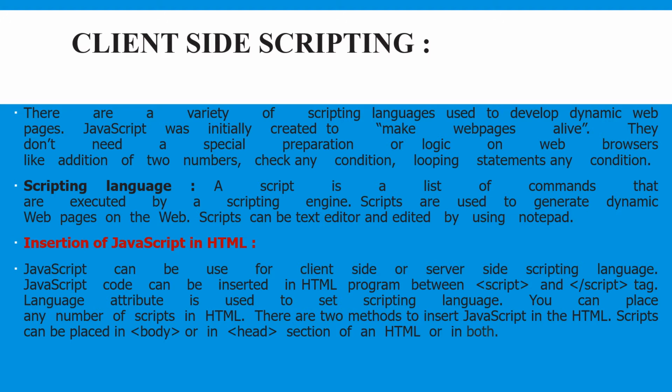The language attribute is used to set the scripting language. You can place any number of scripts in HTML. There are two methods to insert JavaScript in HTML, and scripts can be placed in the body or in the head section of an HTML document, or in both. So here in the head tag you can use script language is equal to JavaScript, or in the body tag you can use script language is equal to JavaScript. So anywhere you can use it, depending on the program.